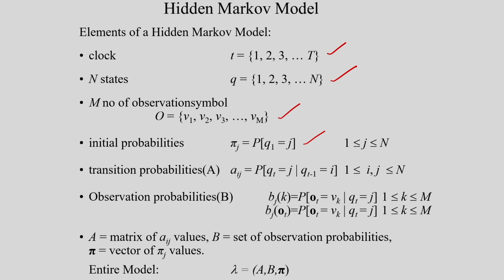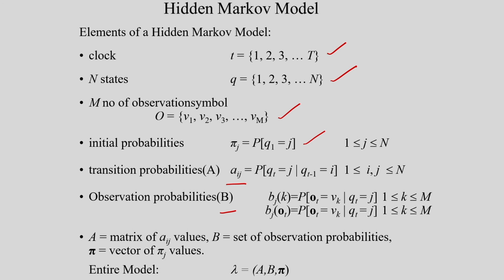The initial probabilities of the states are defined by pi j. The transition probability is a ij, the transition from one state to another state, which is also defined. The observation probabilities are also defined, that is b j, the observation probabilities corresponding to a particular state.